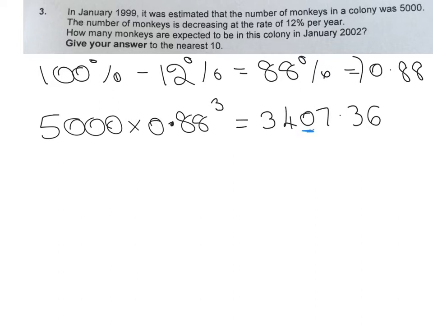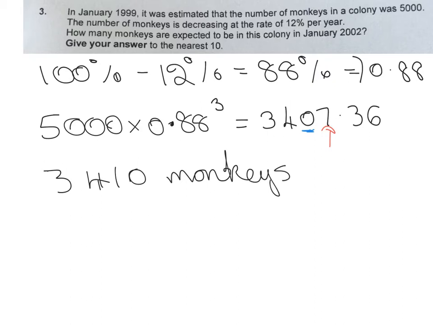So there's our tens. That's what decides. So as we have a 7, we have to go up. So our final answer to the nearest 10 is 3410. And that's to the nearest 10.